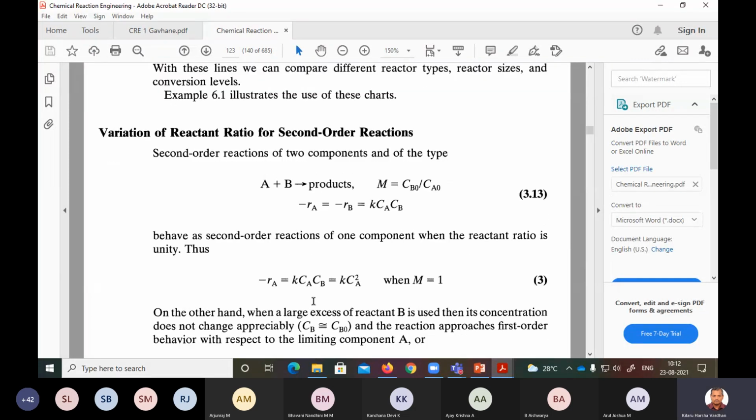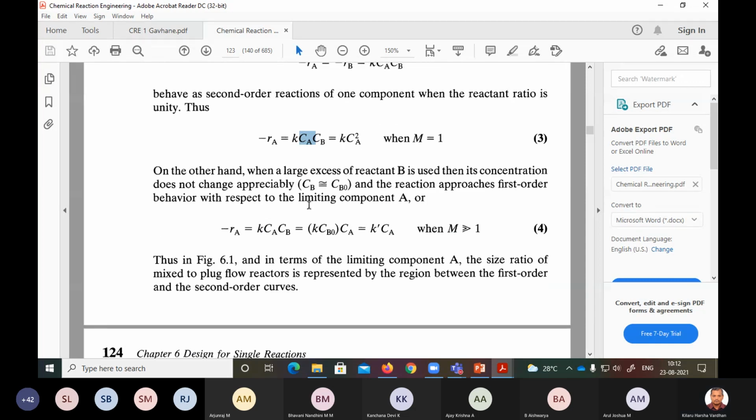Otherwise, what will happen is some B maybe exists, and you're trying to find out only a limiting reactant where it's A. So when a large excess of B is used, then its concentration is appreciably not changed, either final concentration or initial concentration, because only the limiting reactant is what the conversion you're bothered about, where the concentration will change. So that time also you get k CA squared, where CB can be safely neglected.